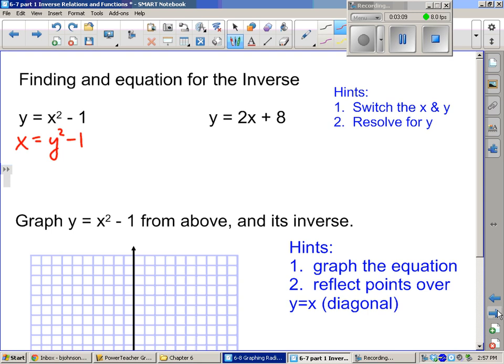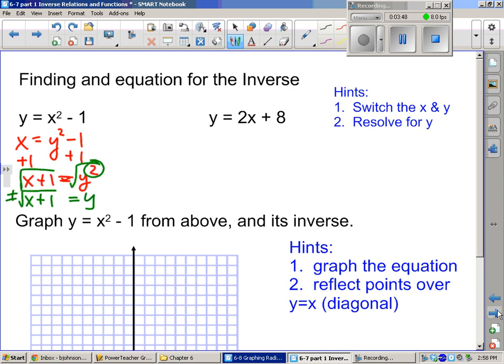Now I have to resolve for y, so I have to get that alone. So I'm going to add 1 to both sides. So I have x plus 1 equals y squared. Now to get rid of a square, what are we going to do to both sides? Square root both sides. So I get y equals the square root of x plus 1, under the radical. Now we need a plus or minus there because it's an even root. So you've got to try to remember that.